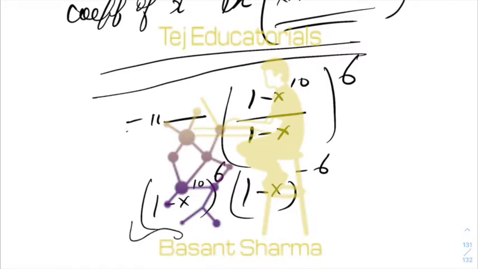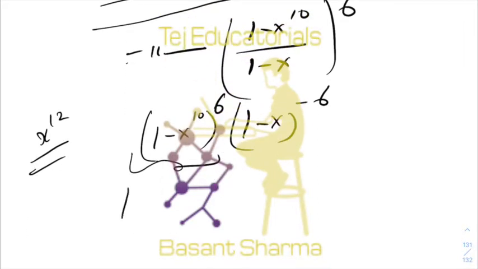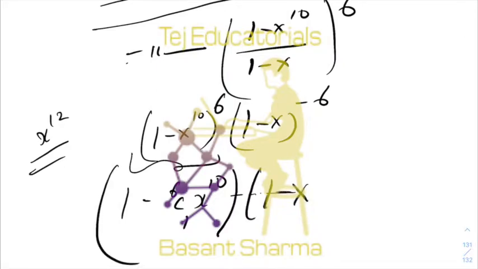If you expand this, you want the coefficient of x to the power 12. So if you expand this, it is 1 minus 6c1 x to the power 10, and now the remaining powers are irrelevant because they will be more than 12, right? The second power will be x to the power 20, so you can ignore all the remaining powers. So just take till here, into (1 minus x) to the power minus 6.